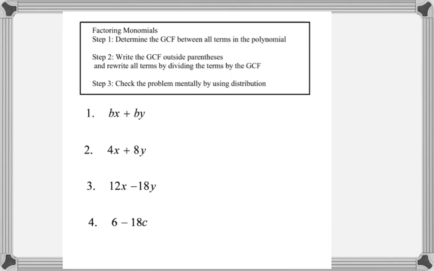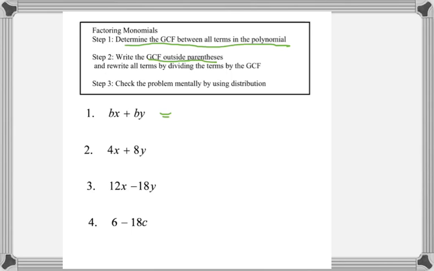Okay, so here are our steps. We're going to determine the GCF between all terms in the polynomial. Then we're going to write the GCF on the outside of the parentheses and rewrite all terms by dividing the terms by the GCF. And then we're going to check our problem mentally using distribution.